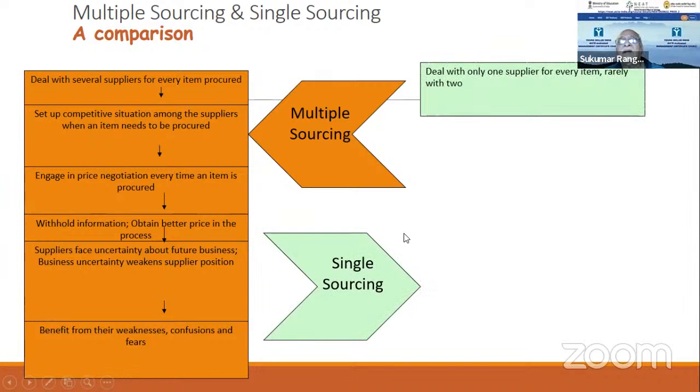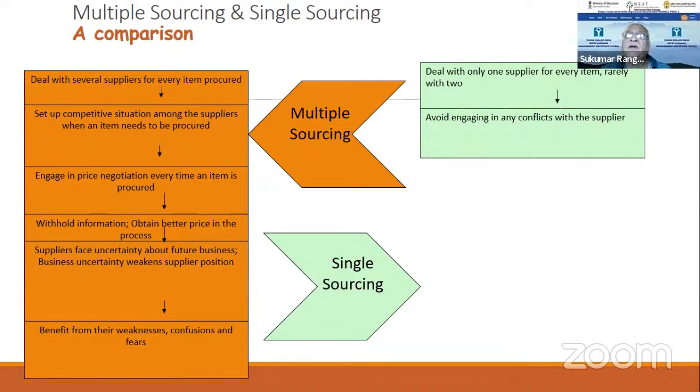Whereas in single sourcing, you deal with only one supplier for every item, maybe sometimes two, but never more than that. You could have a main supplier and an alternate, sub supplier, and they would know that, let us say, 70% will go to the main supplier, only 30% will go to the other. Each knows the amount of quantity he is going to get. And if there is a change in the quantity, probably it will be based on certain parameters of performance rating, which you have to keep up, right? You avoid engaging in conflicts with the suppliers.